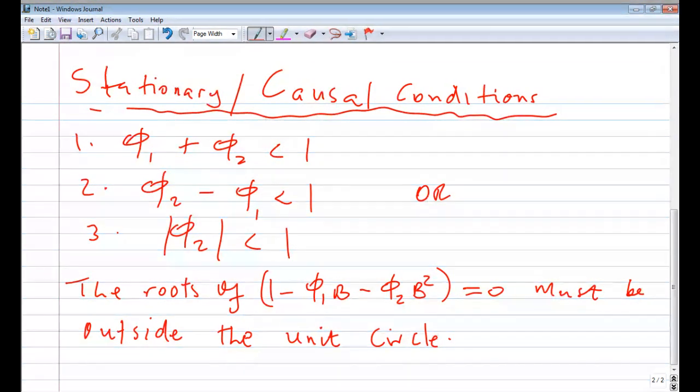Because this one is a parabola, you're going to have two factors or two roots. B will be equal to something, or B equal to something. Therefore, both roots or factors must be outside the unit circle. If one is inside and another one is outside, the process is not causal or stationary. If one is on the circle and another one is outside, it's not stationary or causal. Both of them must be outside the unit circle for the process Xt to be stationary or causal.